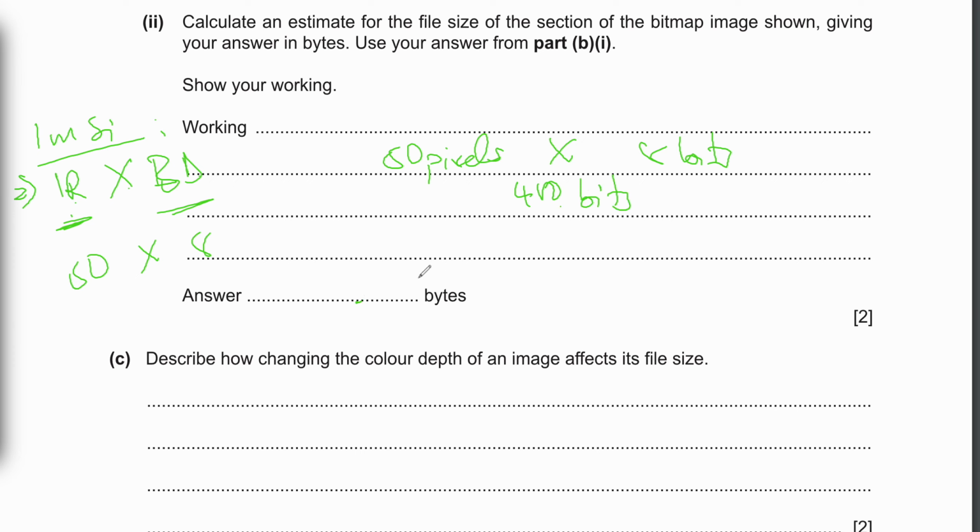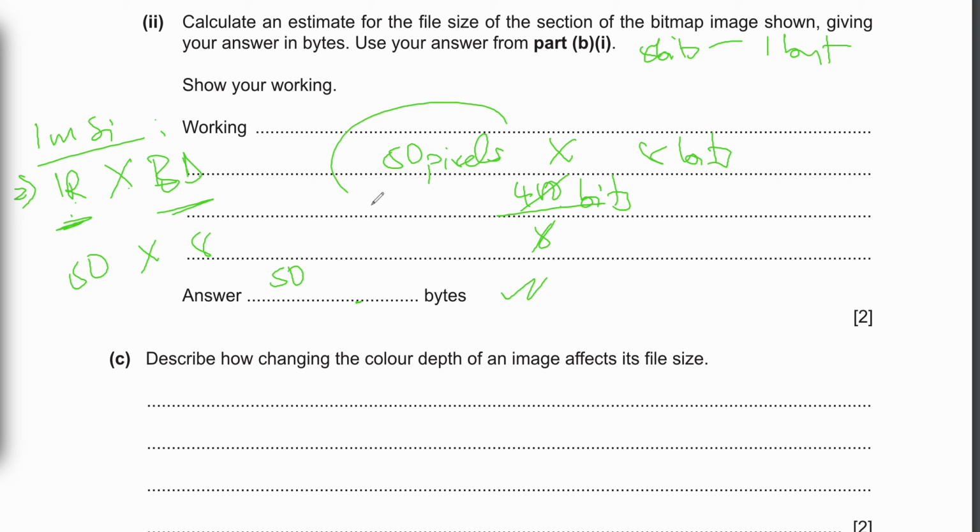So 400 bits into bytes now. I have to divide that by 8 because 8 bits make up 1 byte. Divide that by 8, this will leave me with 50 again. 50 bytes. That's going to be my solution. I hope that makes sense.